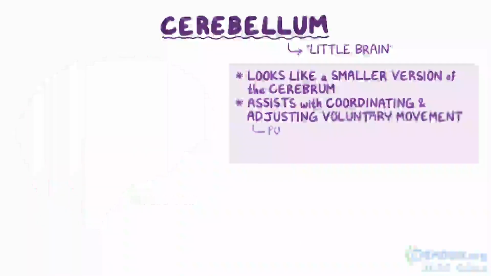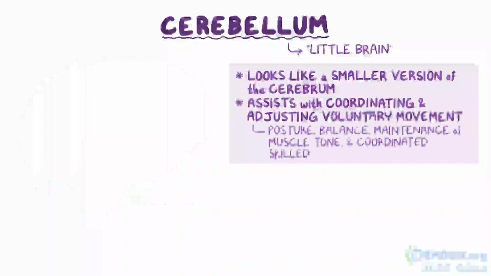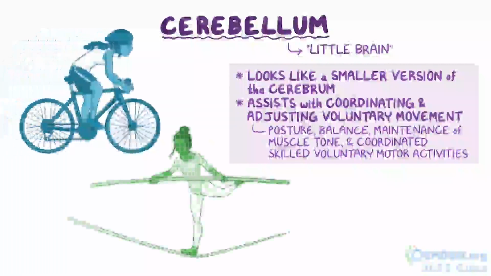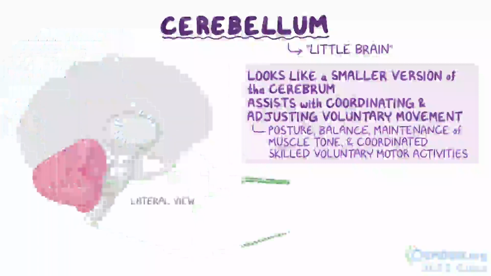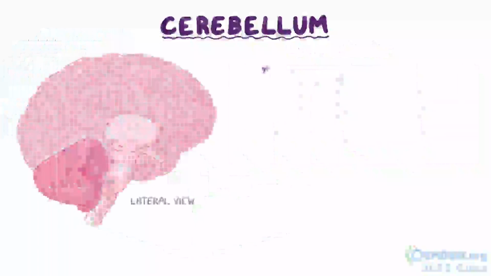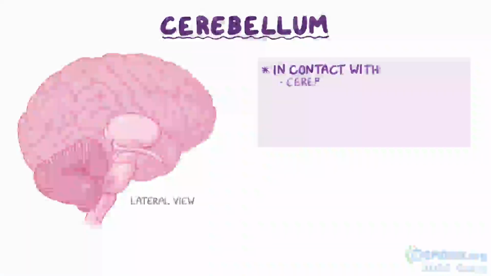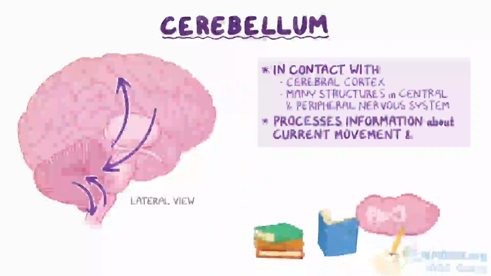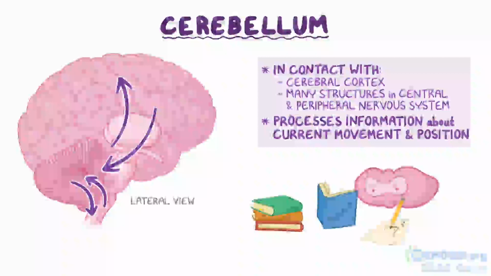It plays a major role in posture, balance, maintenance of muscle tone, and coordinating skilled voluntary motor activities, things like riding a bicycle, or, for the more adventurous, walking a tightrope. In order for the cerebellum to undertake these functions, it has to be in constant communication with the cerebral cortex. It also sends and receives signals to many other structures in the central and peripheral nervous systems, processing information about current movement and positional states in order to help refine, correct, and improve the motion.